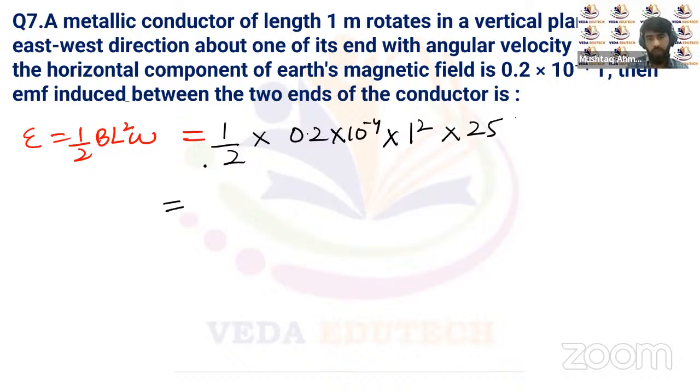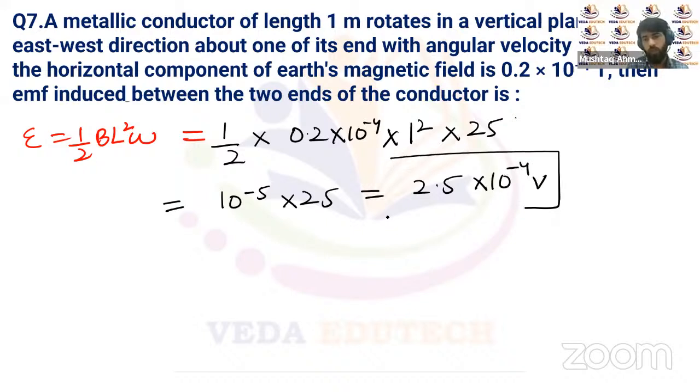So we will have the value equal to 10 to the power minus 5 multiplied by 25, or we can write it equal to 2.5 into 10 to the power minus 4. So this much EMF will be induced in this metallic conductor of length 1 meter, which is rotating east-west with an angular velocity of 5 radians per second.